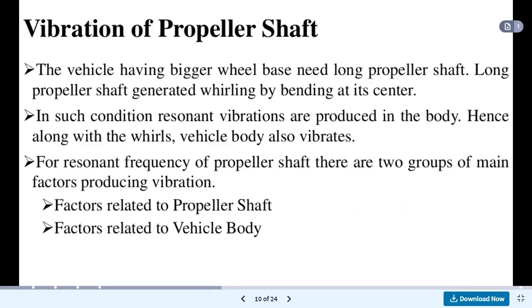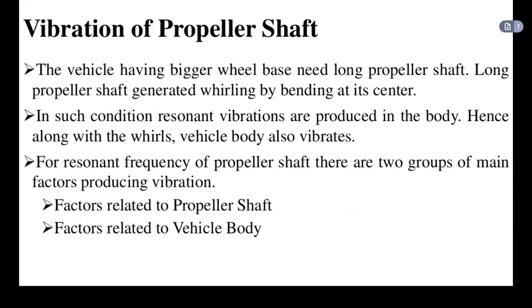If we see the vibrations in the propeller shaft, a vehicle having a bigger wheel base needs a long propeller shaft. A long propeller shaft generates whirling by bending at its center. In long vehicles, the distance between the engine, gearbox, and rear axle is large, so the length of the shaft required is high. If the length of the shaft is high, then bending may occur at the center location. In such a condition, resonant vibrations are produced in the body. Hence, along with whirls, the vehicle body also vibrates.